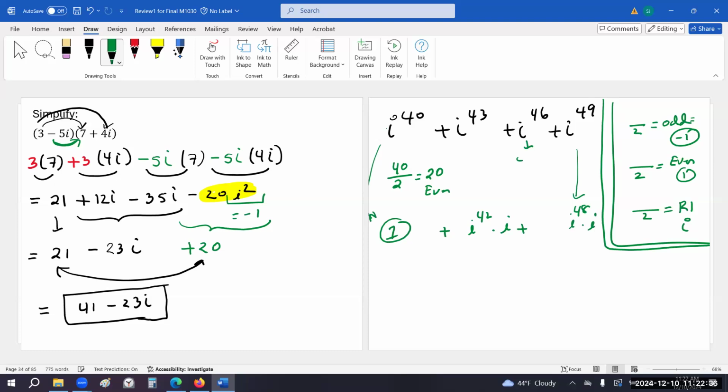But in the middle, we have 46 divided by 2. 2 goes into 46 how many times? 2 goes into 4 twice. 2 goes into 6 three times. So 23, odd or even? Odd. So if you have odd, it's -1. If you had even, it's +1.